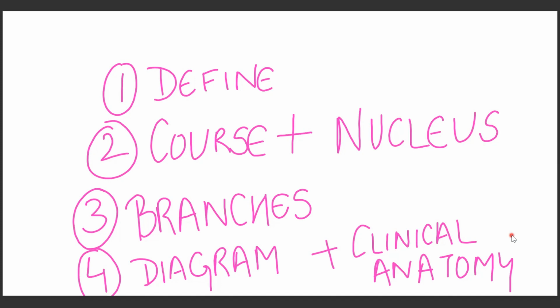It is the largest of all cranial nerves, which has three branches: first, second, and third. First is the ophthalmic, second is the maxillary, and third is the mandibular. So we have defined it.